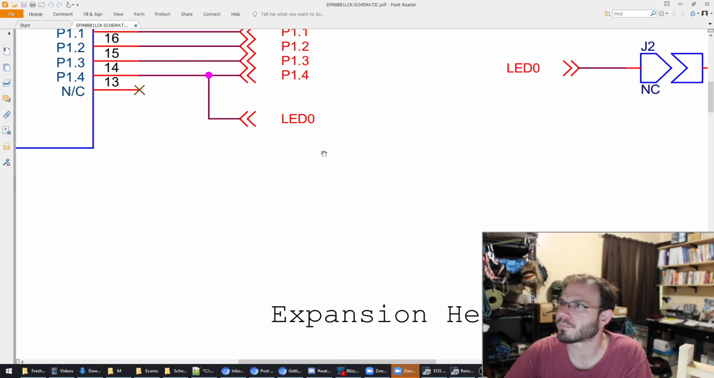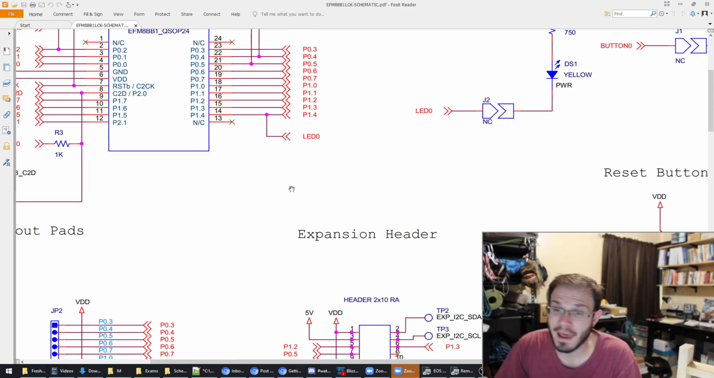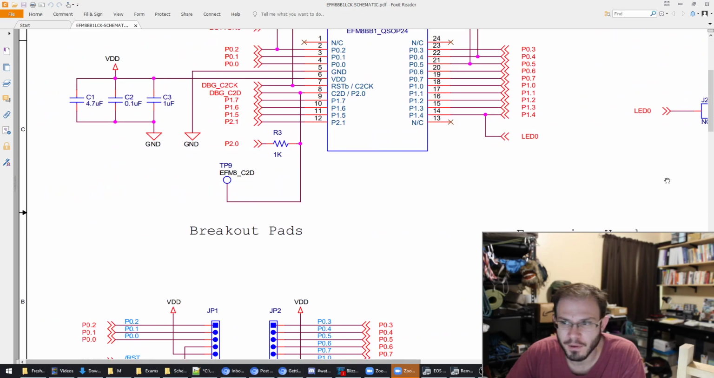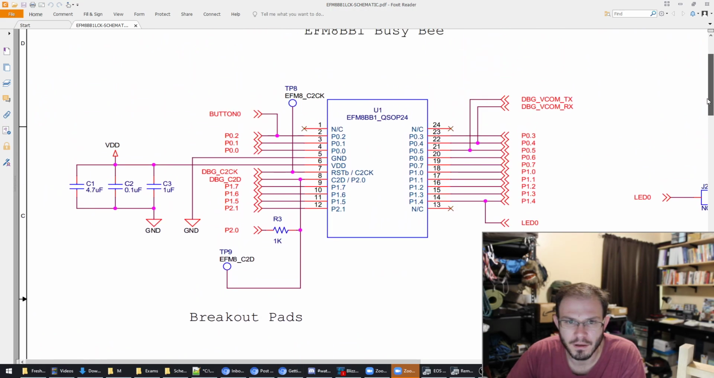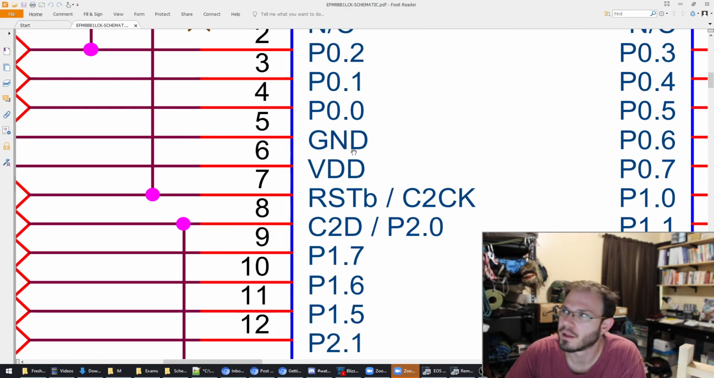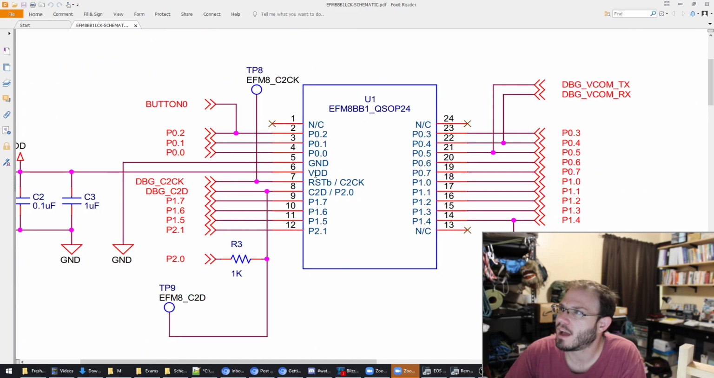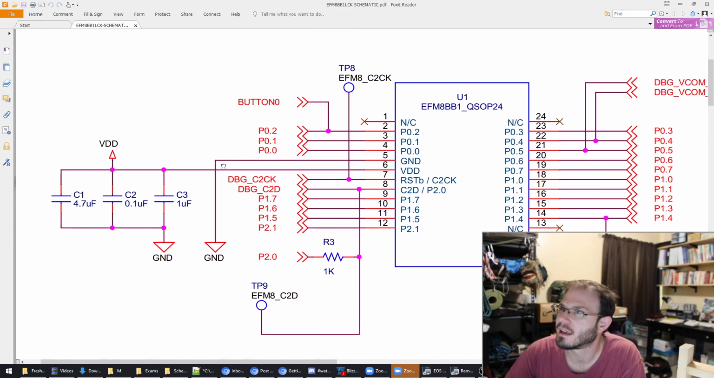Here we go. Okay, so this is the schematic for that development board. Let's look at power and ground. Ground is right here. And our positive voltage, our 5 volts, comes in on VDD.